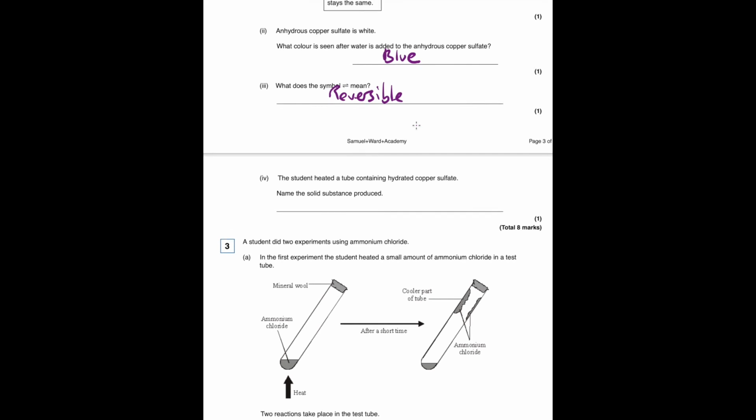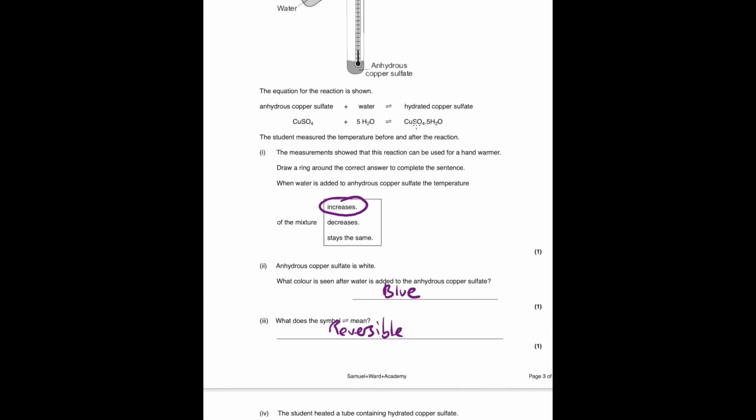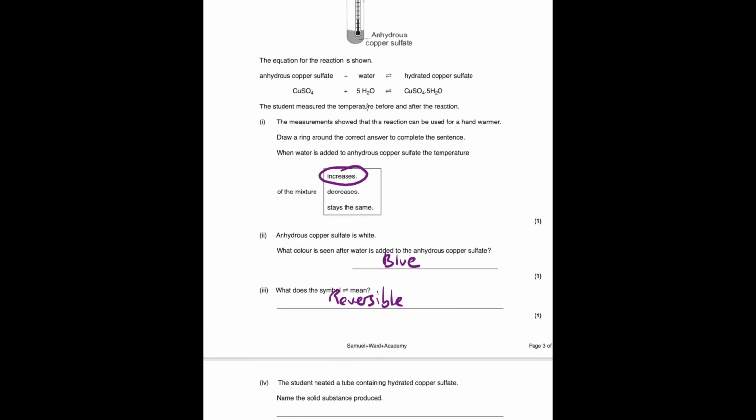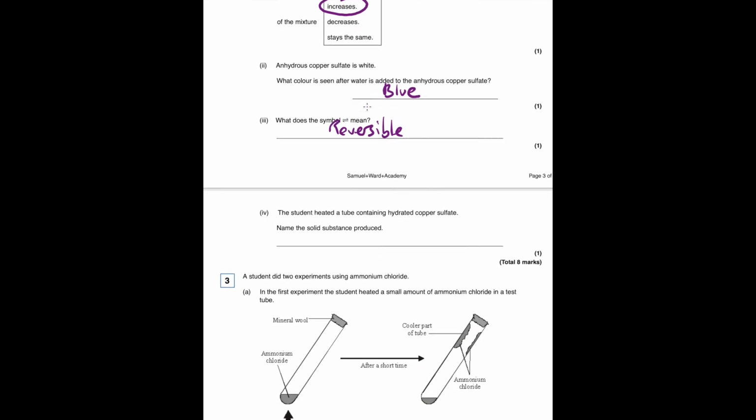A student heated the tube containing hydrated copper sulfate. Name the solid substance produced. So by heating it, we then do the reverse of that reaction. We remove the water, and so we end up with the anhydrous copper sulfate.